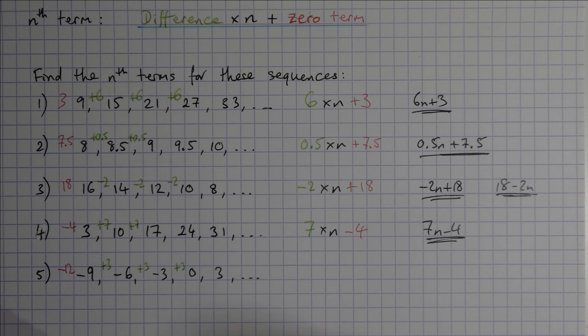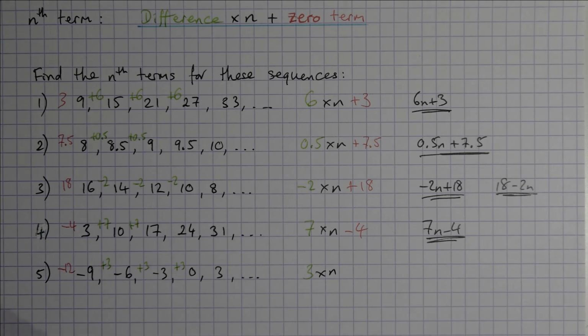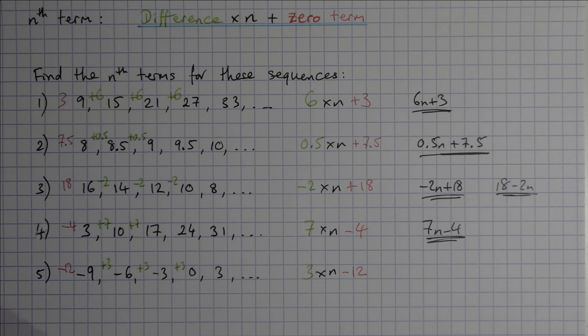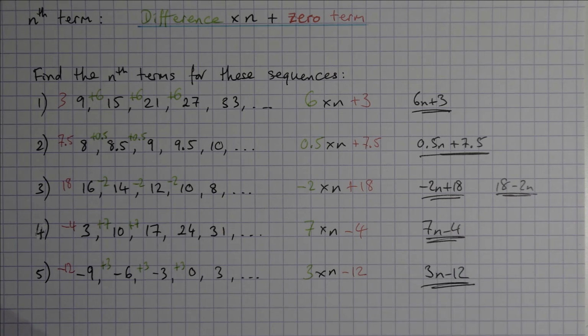So if I want the nth term, difference of positive 3, going up in 3, so positive 3 times n, 0 term minus 12. You can write plus minus 12 if you want to, but there's no need to. If you add minus 12, it's the same as taking away 12. So the nth term is 3n minus 12, and you're done.